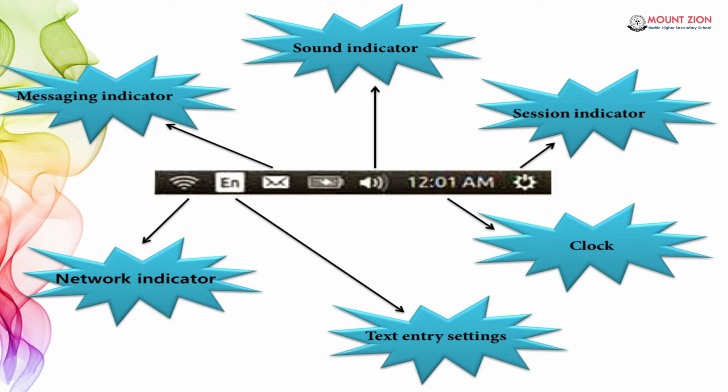The next one is the messaging indicator. So this incorporates our social applications, like from here you can access instant messenger and email and all these things. The next one is the sound indicator. This provides an easy way to adjust the volume, as well as we can access our music player too.